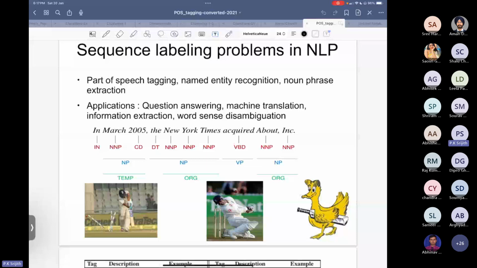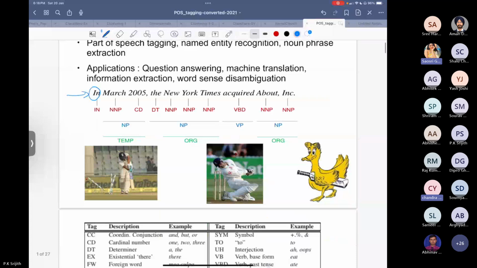So this is basically what is meant by a part of speech tag. Here you are given some sentence, and you need to tag each of these words in the sentence with its corresponding part of speech. What part of speech would you use for in? It's a preposition.